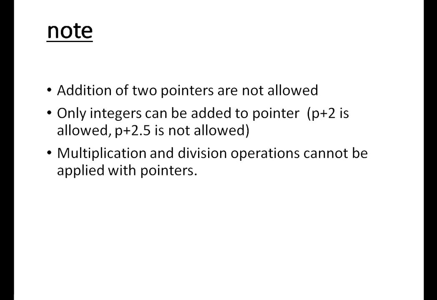You can't go with addition of 2 pointers, because if you are trying to add 2 addresses, there is no use in that, right? So again, p plus 2, p plus 1, p minus 5 you can give, so that only integers can be added to pointers. If you are giving p plus 2.5, which makes no sense, it is not allowed.